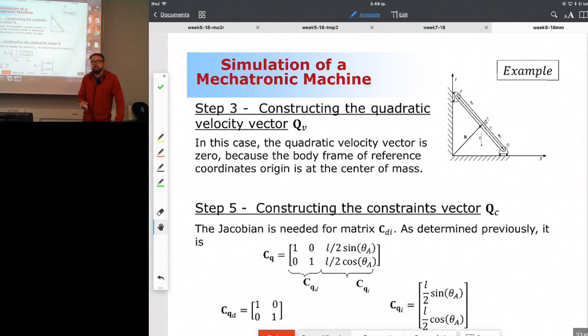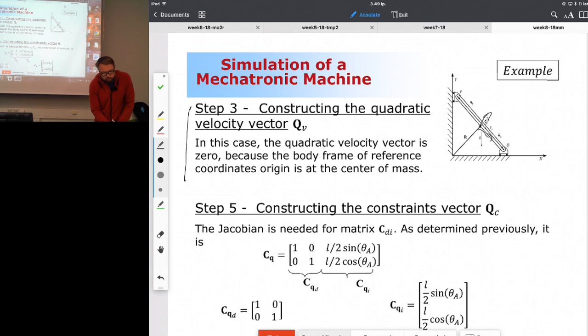Step number 3, quadratic velocity vector. Based on the figure here, we can see that the body reference coordinate system is located in the center of the body. So the quadratic velocity vector will be equal to 0. Step number 4, not 5.